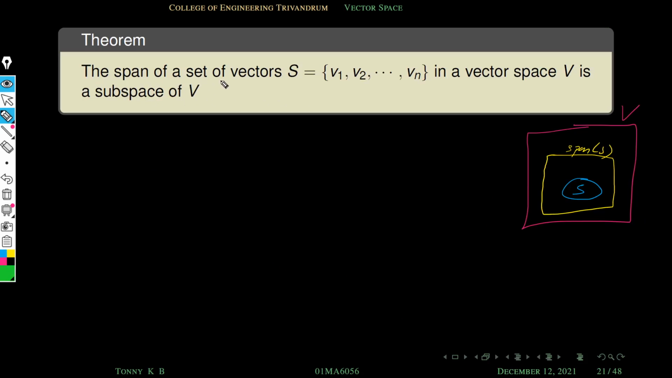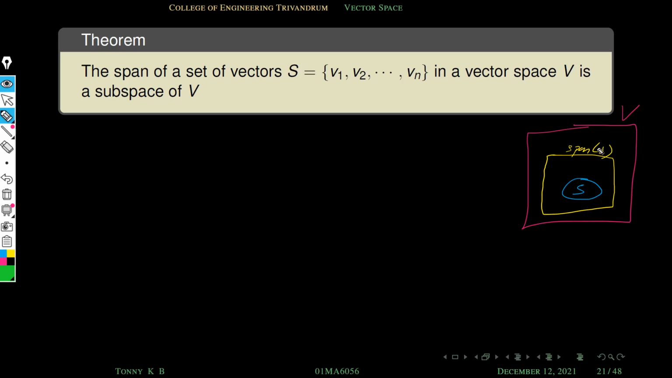The span of a set of vectors S equal to {V1, V2, ..., Vn} in a vector space V is a subspace of V. Subspace means it is a vector space, no doubt. The only thing is that it is a subset of a bigger vector space. That's all. So this is our graphical representation. V is a vector space and S is a finite subset of this vector space V.